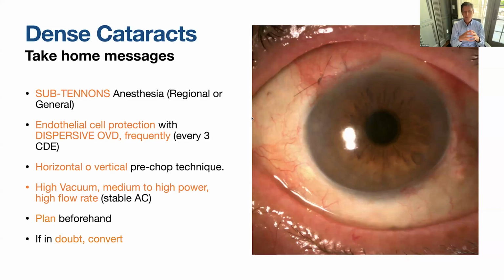Use high vacuum, medium to high power, and high flow rate for a stable AC. We don't want to have surge when we unocclude the tip. And again, plan beforehand, make sure that you're going to be able to do it. And if in doubt, if you have any doubts, convert to an extracap, as that will make your case very successful.